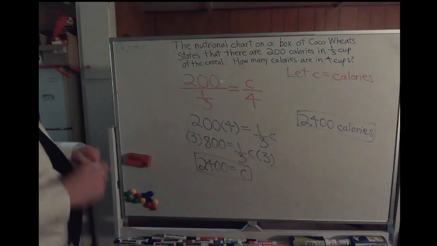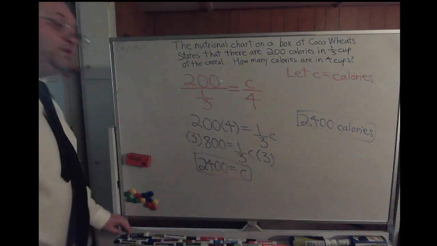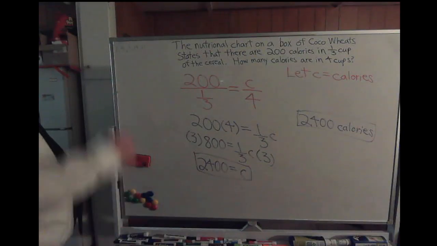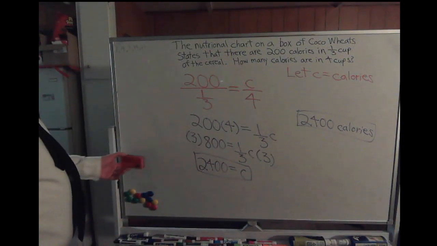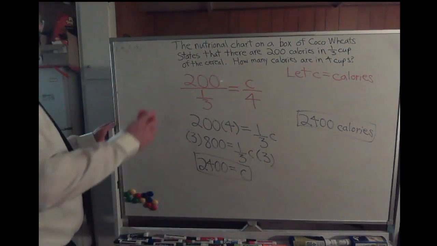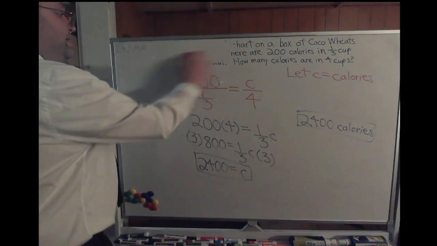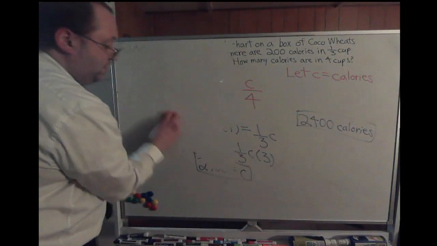So that's quite a bit, but honestly, it's about what I eat when I eat cocoa wheats, so I don't got room to talk. I love my cocoa wheats. So yeah, 2400 calories.